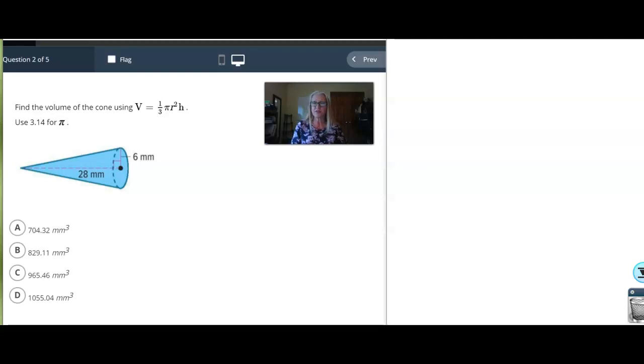Okay, so for question number 2, they're asking me to find the volume. So we're going to come over here. We have our volume formula. Volume is equal to 1/3 times pi times the radius squared times the height. Well, we're looking for volume. 1/3 is a constant. It always stays in the formula. Pi, they've told us to use 3.14 for pi today, well, in this problem.